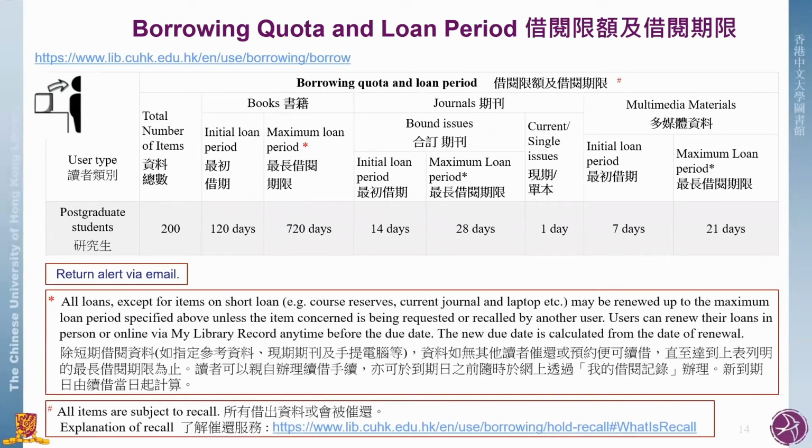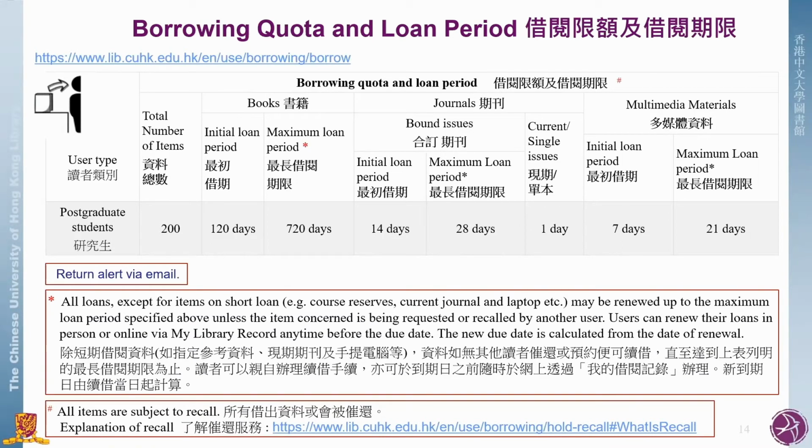This table shows the borrowing quota and loan period of different types of materials for postgraduate students. You may find further details from this webpage. In short, the total number of items a postgraduate can borrow is 200 at any one time. For books, the initial loan period is 120 days. The maximum loan period is 720 days.